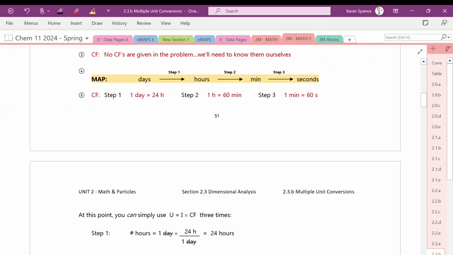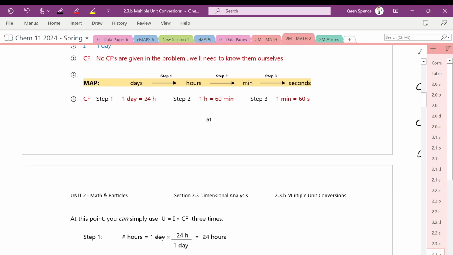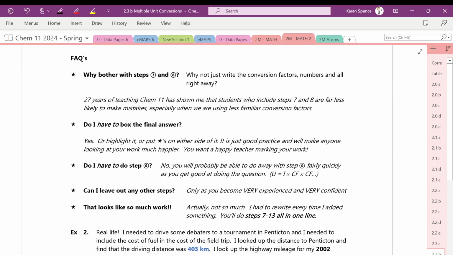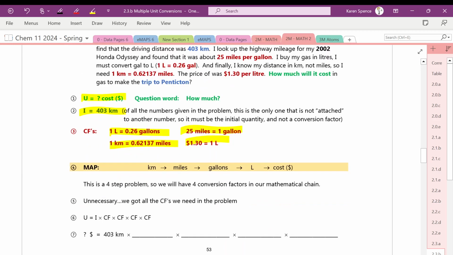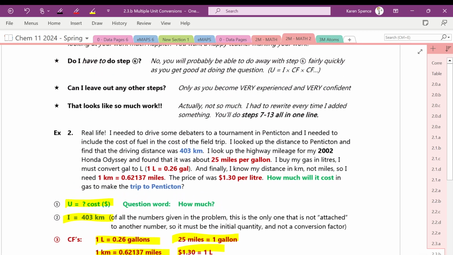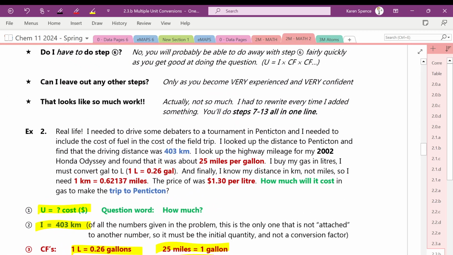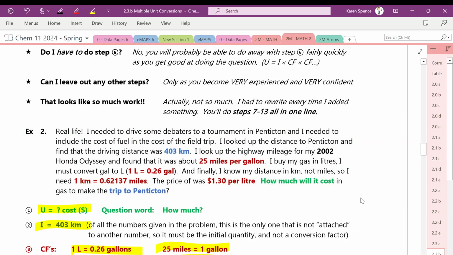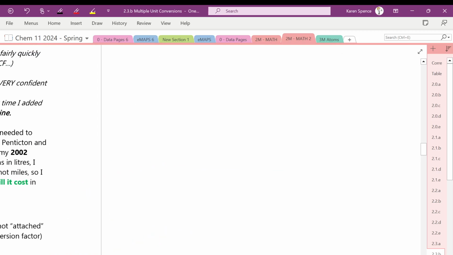All right, one more question here, and then we will be done for the day. Okay, this is a real life question. This actually happened in my life. You remember when I said I use conversion factors in real life? This was my real life example.